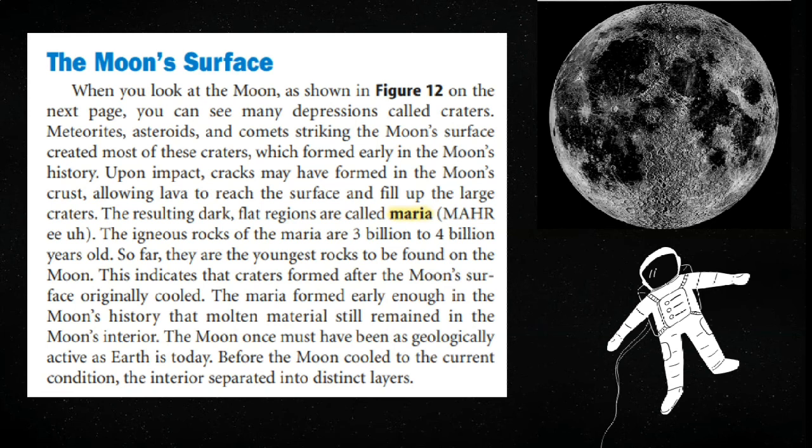The igneous rocks of the maria are 3 billion to 4 billion years old. So far, they are the youngest rocks to be found on the Moon. This indicates that the craters formed after the Moon's surface originally cooled. The maria formed early enough in the Moon's history that molten material still remained in the Moon's interior. The Moon once must have been as geologically active as Earth is today. Before the Moon cooled to its current condition, the interior separated into distinct layers.